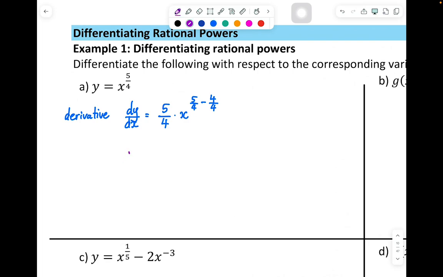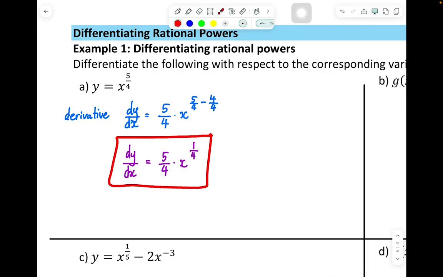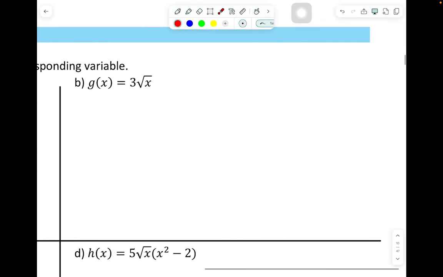So essentially, I'm only going to write this down for the first example here. But we end up with x to the power of 1 over 4. Moving forward, I will just jump straight to this, and 5 over 4 minus 4 over 4. I'll just read this out when I do the calculation. Let's go to part B.